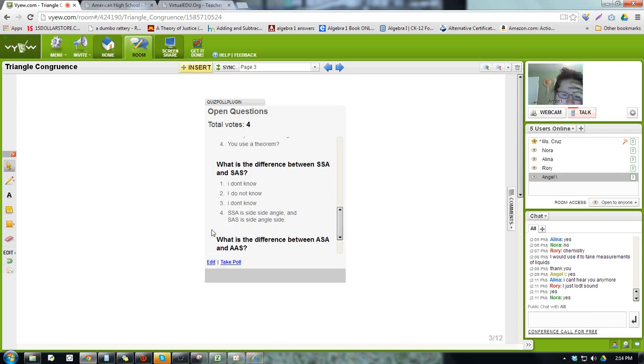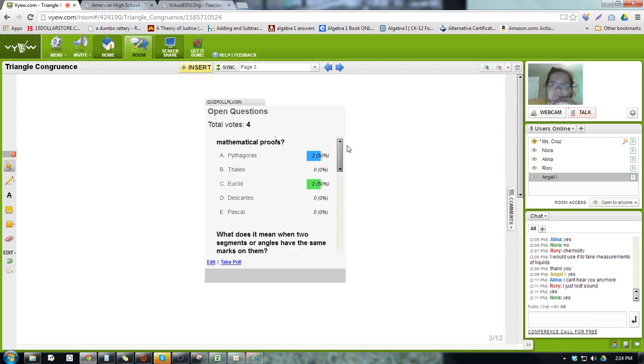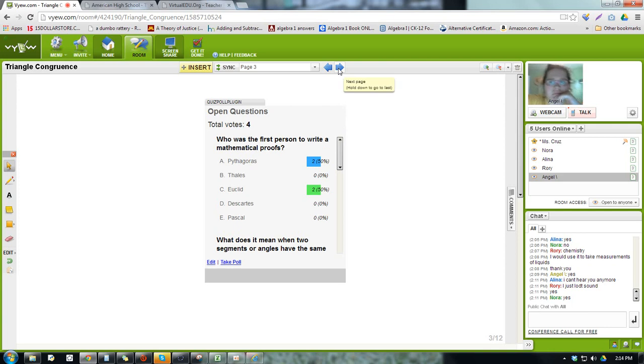So we're going to, since we see the answer here, establish why it's important to say the difference between the two. And then difference between ASA and AAS. And one person notes the same idea. Angle, side, angle, and angle, angle, side. All right, you guys did really well on that.